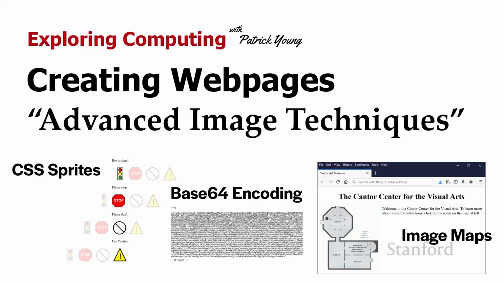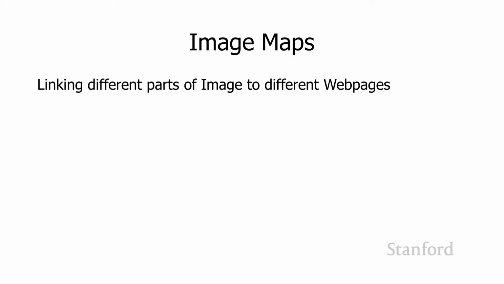Today's video is creating web pages, advanced image techniques. So in this video, we're going to take a look at some fancier things that you can do with images. I want to start off by talking about image maps. The basic idea behind an image map is, suppose I want to link different parts of an image to different web pages.